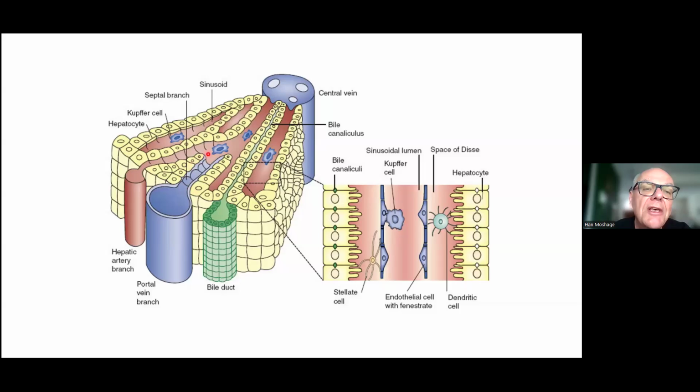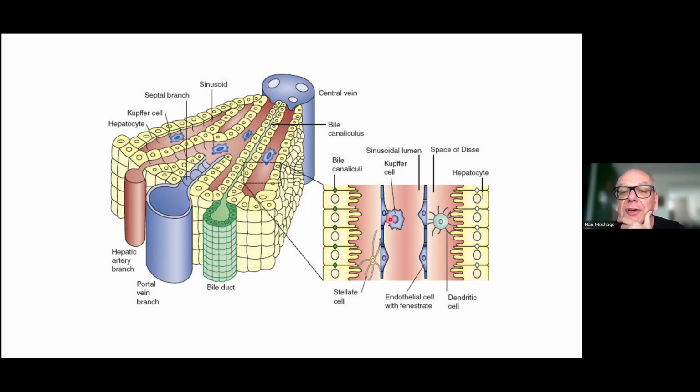What you can also see in the sinusoids is that normally blood vessels are lined by vascular endothelial cells or arterial endothelial cells. In the liver, this is a little bit different. There are endothelial cells lining the hepatic sinusoids, but they are very different from the endothelial cells that line arteries and veins. They are more porous. And the reason is that because there are pores in these cells, they can exchange nutrients from the blood and toxic waste products from the hepatocytes more easily.